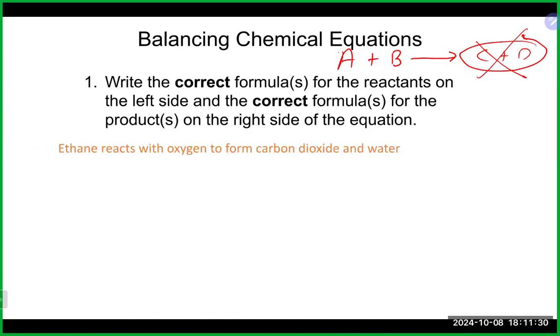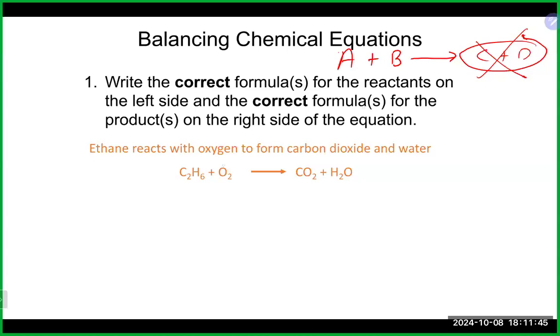So here we have ethane reacts with oxygen to form carbon dioxide and water. And here we would want to get our correct formulas down first. So this is ethane. Oxygen, remember, is a diatomic molecule. So again, a common mistake that people make is they just write O for that, or H for hydrogen, or N for nitrogen. So remember, those guys come as twos.